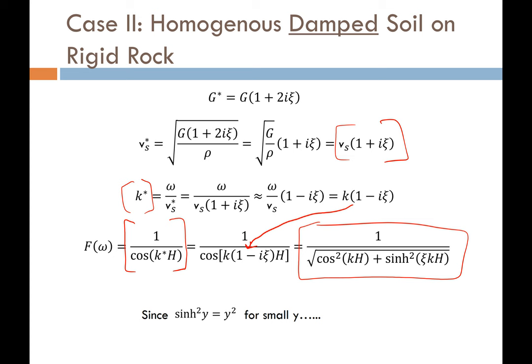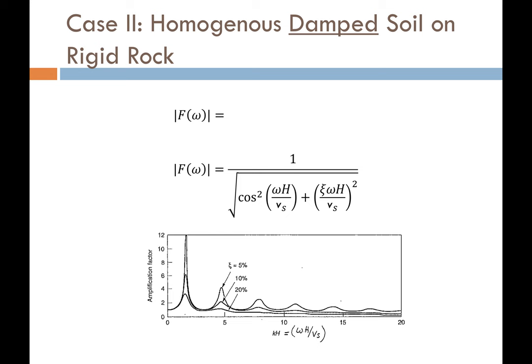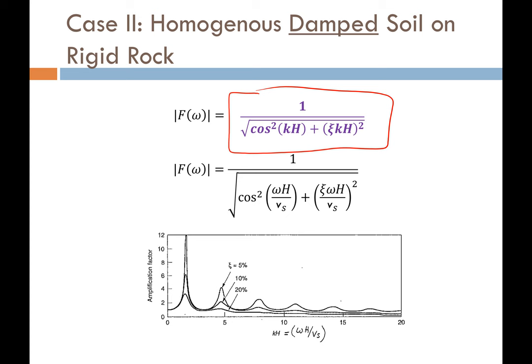And again, using some more small deformation or small angle approximations, we know that the sinh squared of y is approximately equal to y squared for small values of y, which we anticipate to have, because we're not apocalyptically straining the soil. We're just applying some small deformations as waves pass through it. If that's the case, then that larger equation simplifies down to this approximate equation right here. And this function right here then is our transfer function for the damped case.